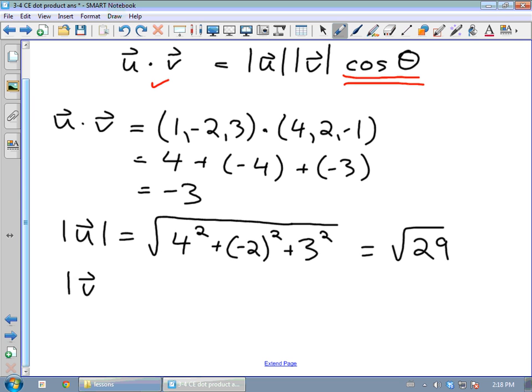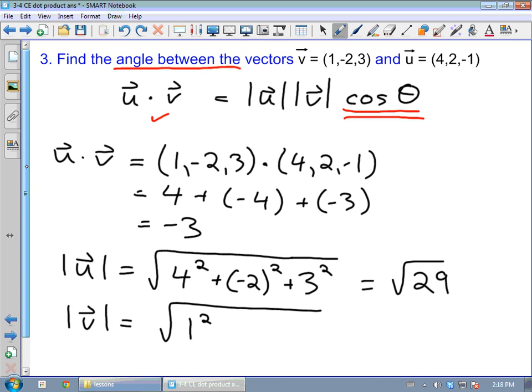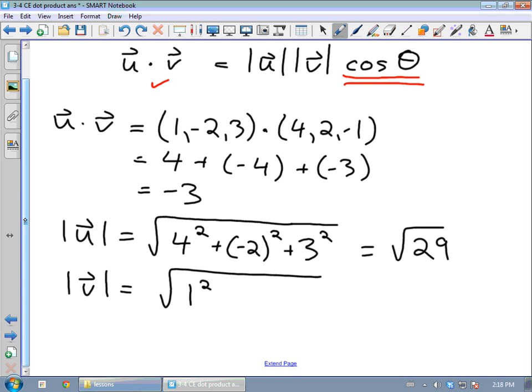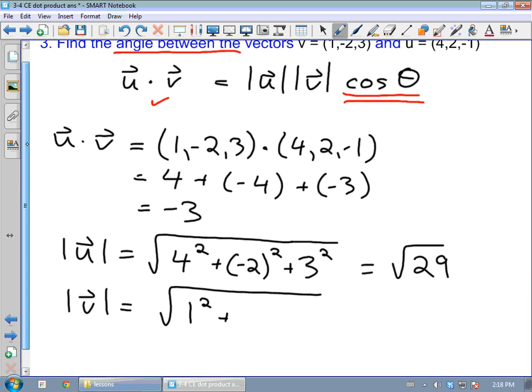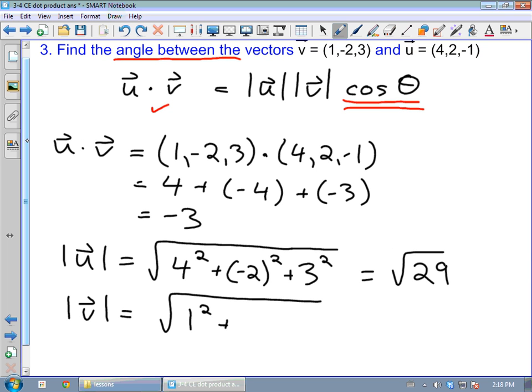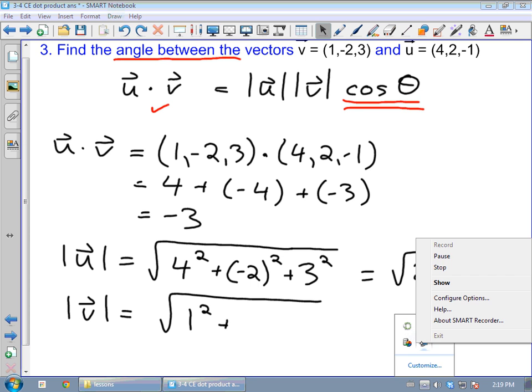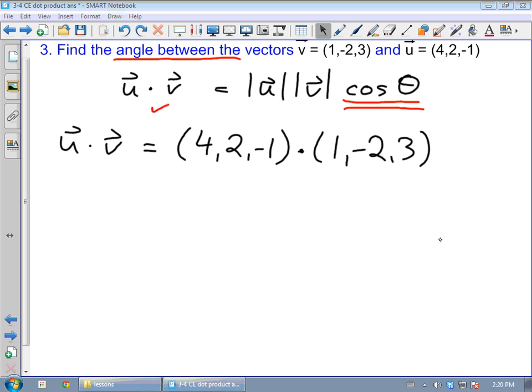So, magnitude of v, we do the same thing. Square root of 1 squared plus negative 2 squared plus 3 squared. Oh, yeah. It is 21. So here we are trying to fix the disaster that we've gotten ourselves into.